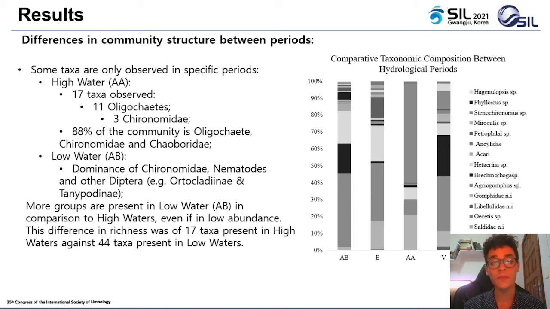On the other hand, low water periods are marked by the dominance of chironomids, nematodes, and other diptera, while Chalborid, some oligochaetes, and Smicrid and Trichoptera were absent. Still, much more other groups are present in comparison to high waters, even if in low abundance. This difference in richness was of 17 taxa present in high waters against 44 taxa present in low waters.